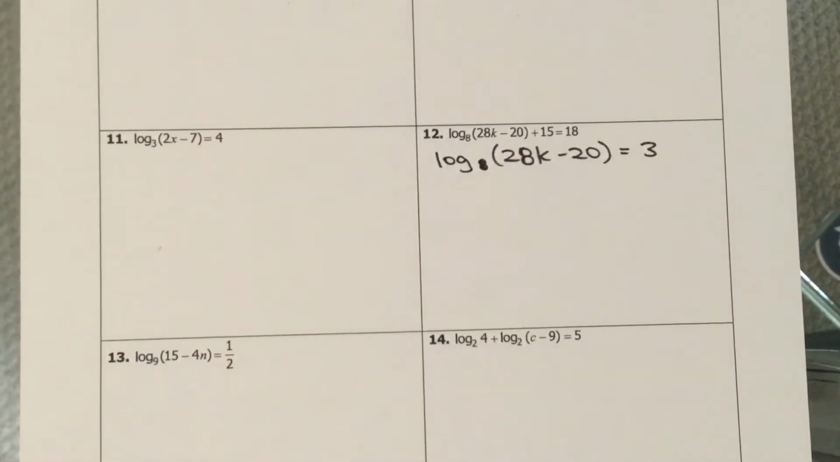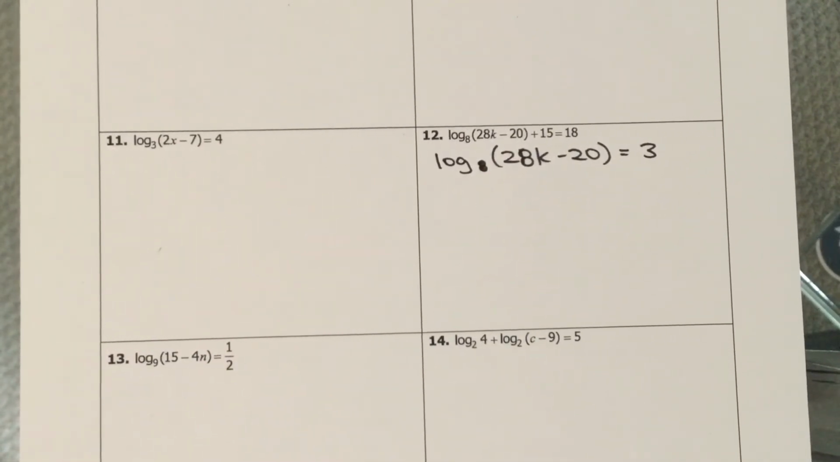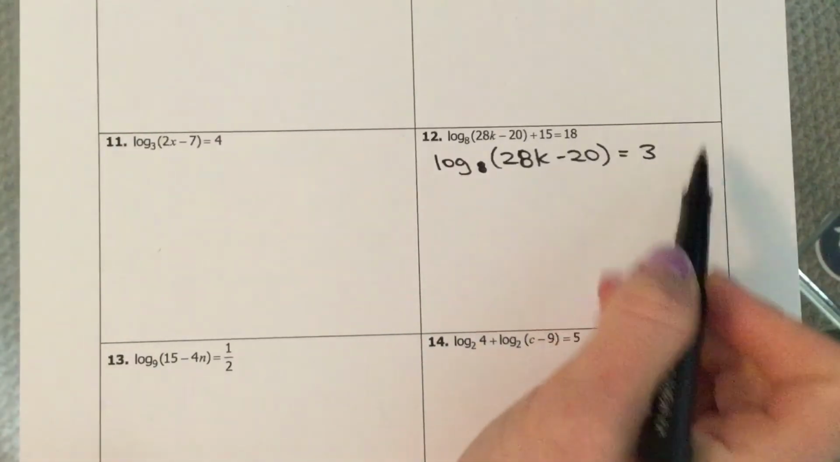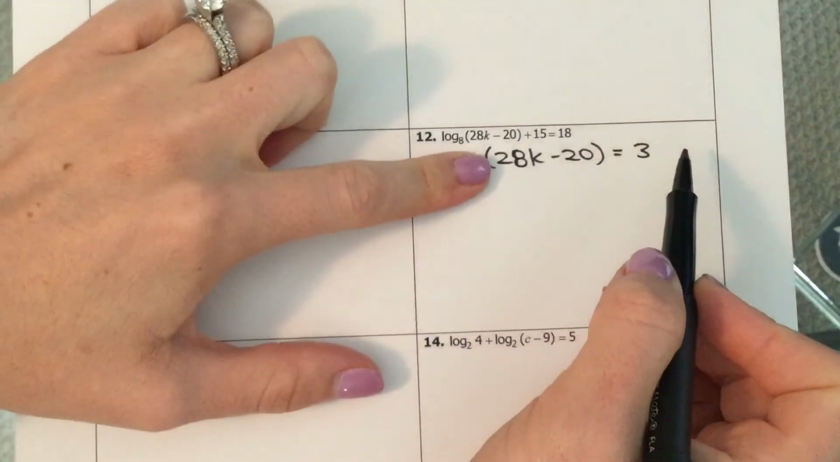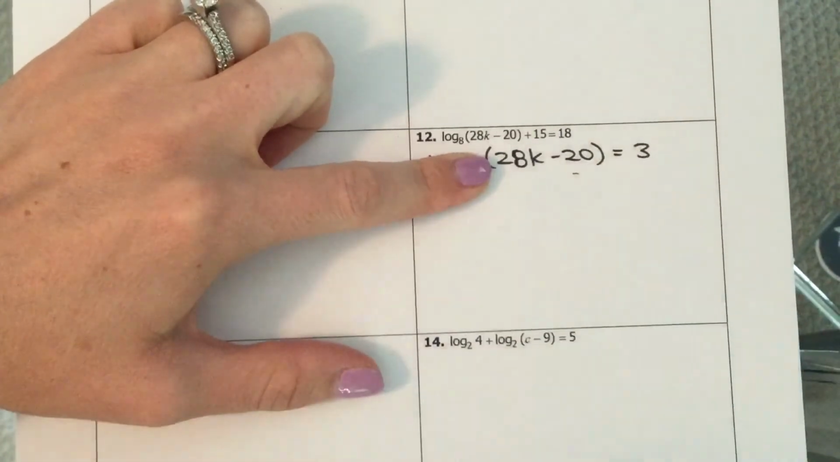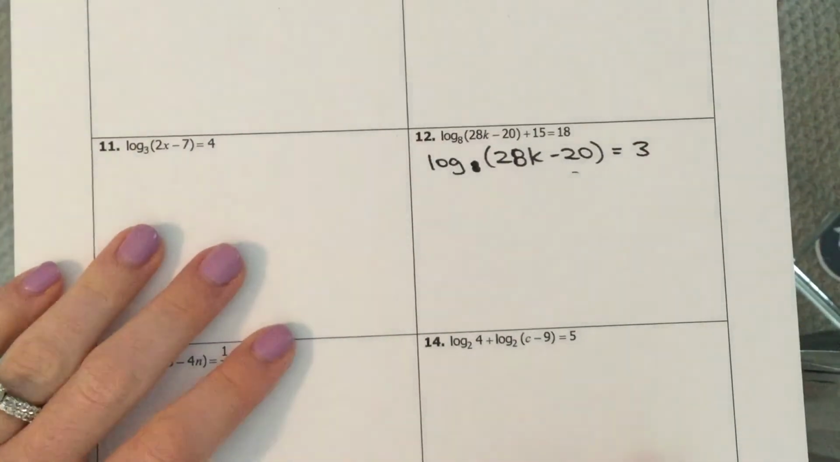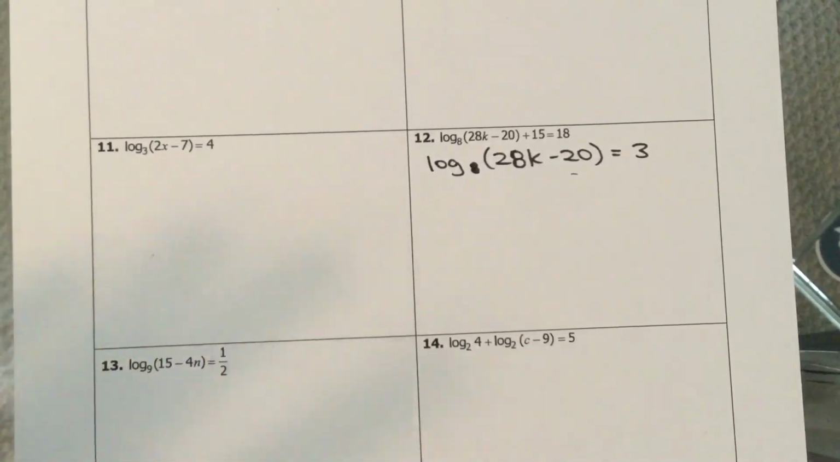This is the key difference between log equals log and log equals number, and this is one that people mess up a lot. There is no log on this side. A lot of people will just drop the log and set this equal to 3, and that would be completely wrong. So step 2 is write the equation in exponential form.